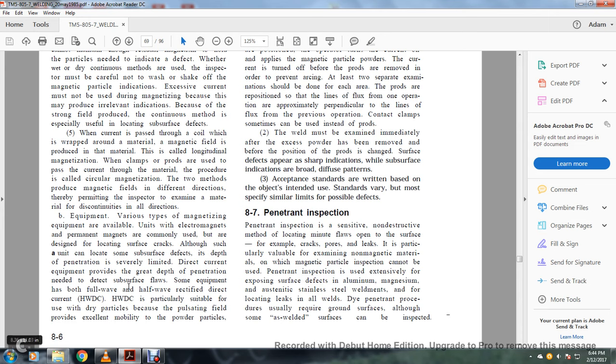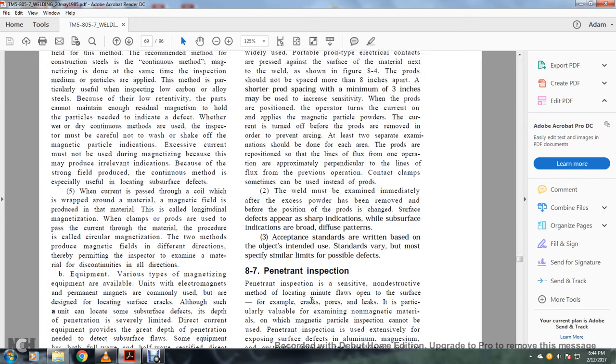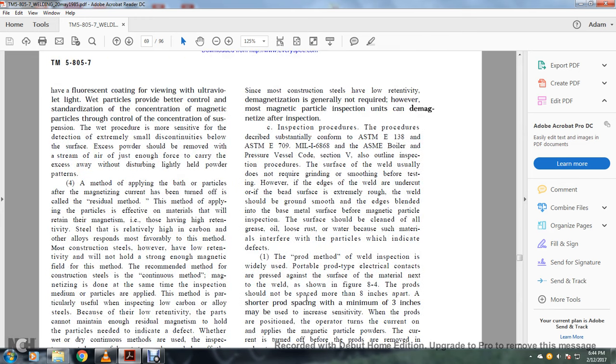Some of the equipment has both full and half wave rectified current. Half wave current, HWC, half wave rectified direct current, is particularly suitable for dry particles because of the pulsating field provided, which adds mobility to the powder particles. Most construction steels have low retentivity, so demagnetization is generally not required. However, most magnetic particle inspection units demagnetize after inspection.